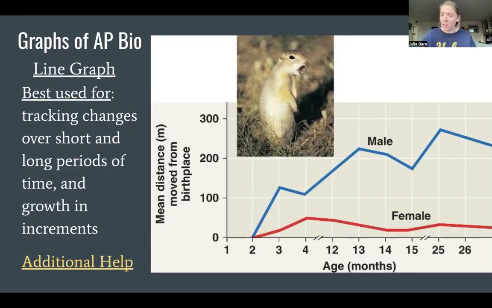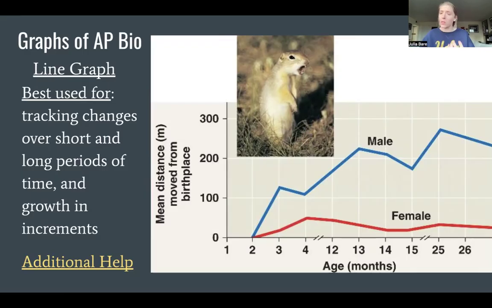Now, another way to think about drawing a line graph, or the reasons why you might draw a line graph, is for showing that continuous data. And that's what you have here. You have a spread of data over 1 to 26 months, and you're comparing the distance that males versus females moved from their original birthplace.